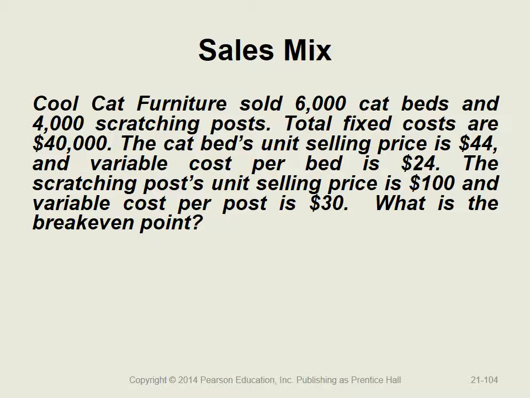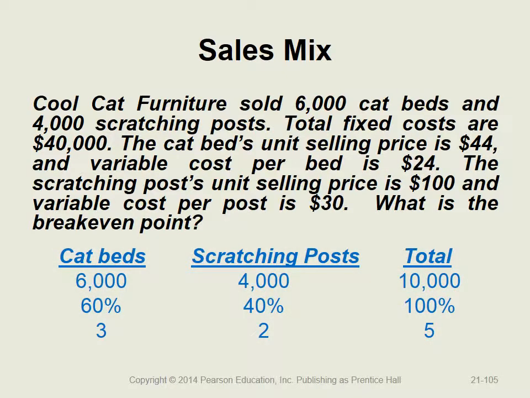Cool Cat Furniture sells both cat beds and scratching posts, with a sales mix of 6,000 beds to 4,000 posts. The sales mix provides the weights that make up total product sales. The weights equal 100% of total product sales. Sales mix or product mix is the combination of products that make up total sales. Cool Cat Furniture has a sales mix of 60% cat beds and 40% scratching posts.